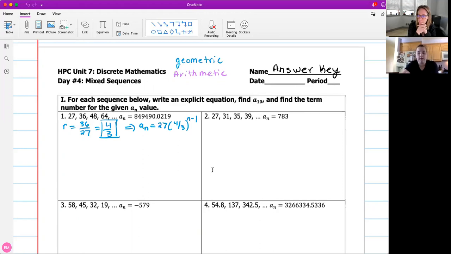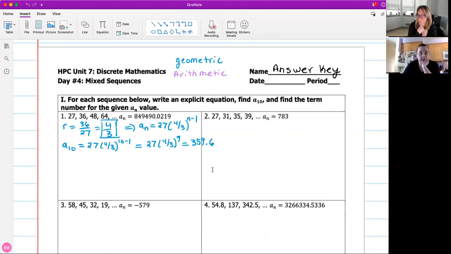Then we're asked to find what a10 would be. To do that, we take a10 equal to our explicit equation, and for n we're going to sub in 10 because that's the term number that we want. That simplifies down to 27 times 4/3 to the 9th, and that is equal to 359.6 when you plug it into your calculator.